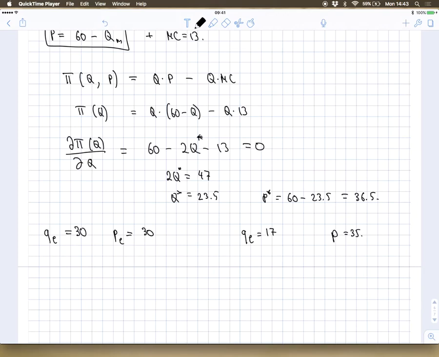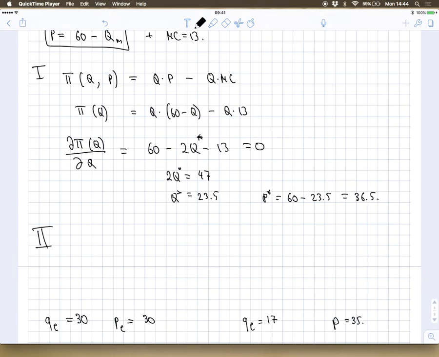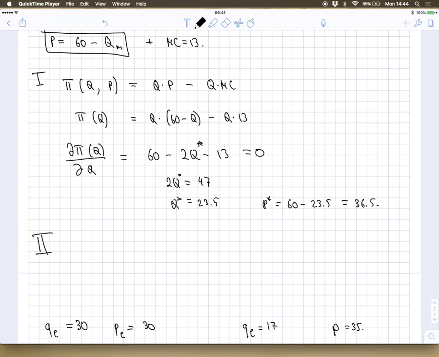And that's it, right? How could I have solved this differently? How could I have come up to this optimal price using another method? So think of this as method 1. Well, method 2, which I've been using shamelessly, is I just cheat and I say P star is equal to 60 plus 13 divided by 2.